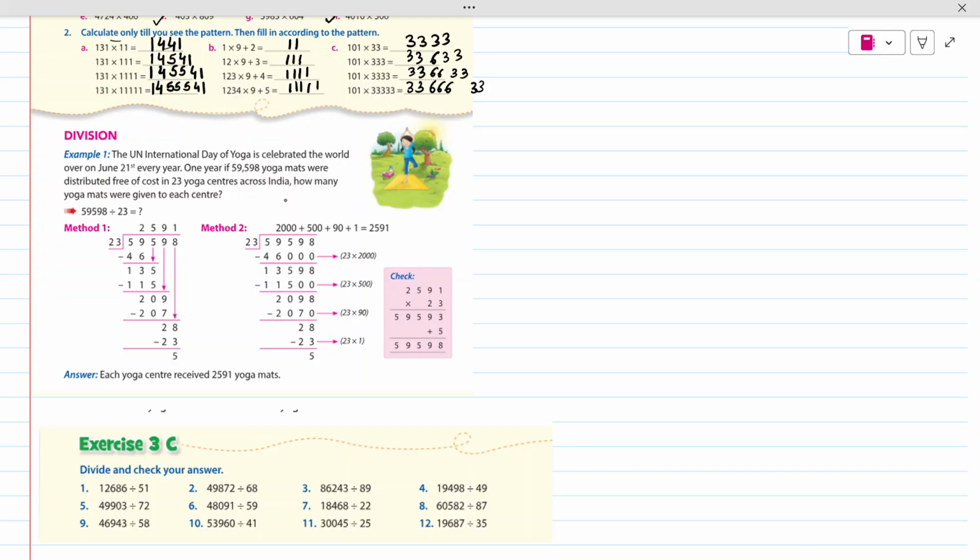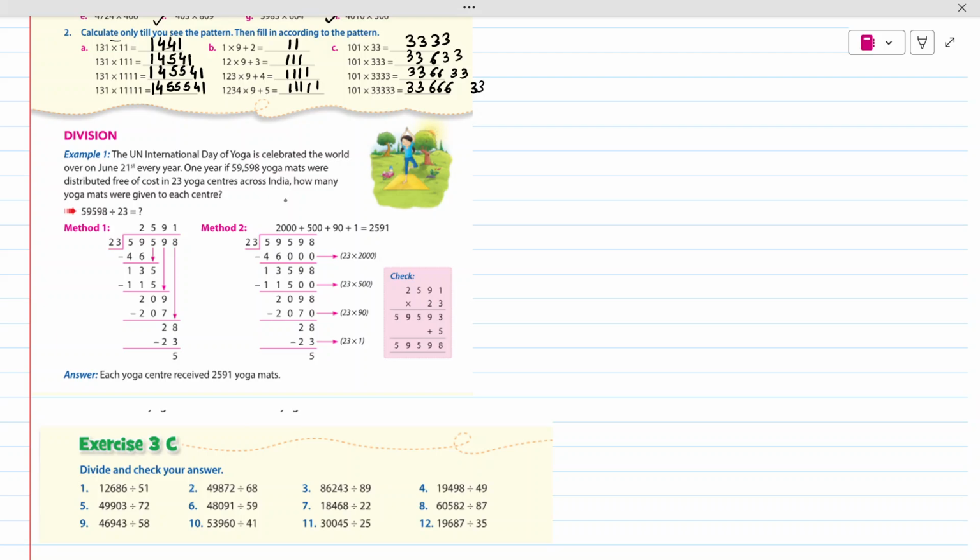So what we have to do here: it is said that on International Day of Yoga, that is celebrated on 21st June every year, 59,598 yoga mats were distributed in 23 yoga centers across India. And what we have to do is find out how many yoga mats were given to each center. So, how can we find it out?